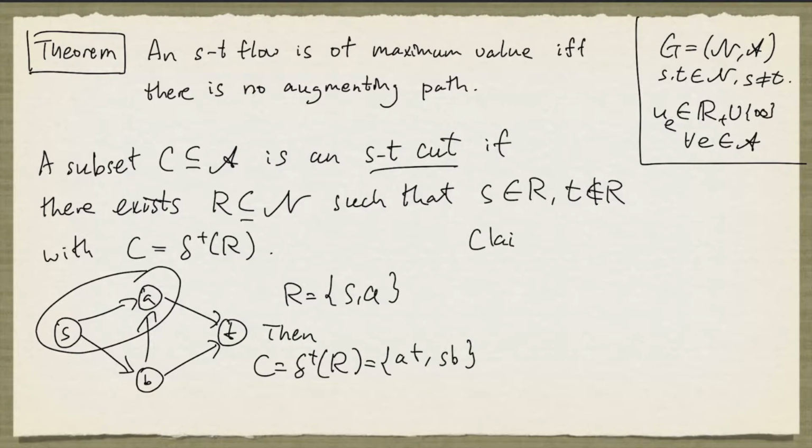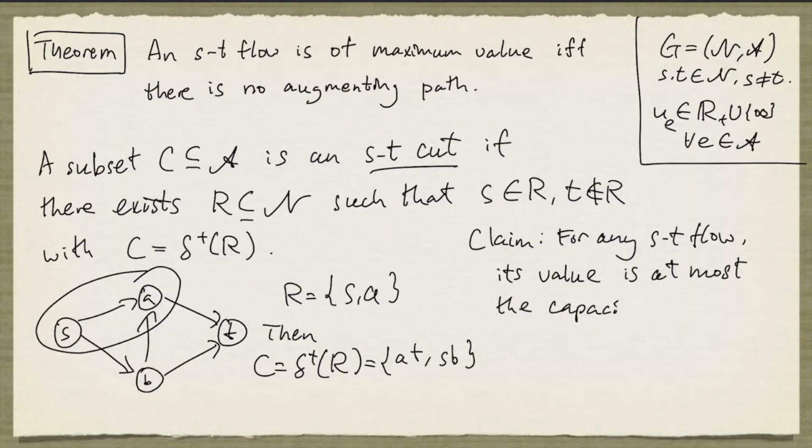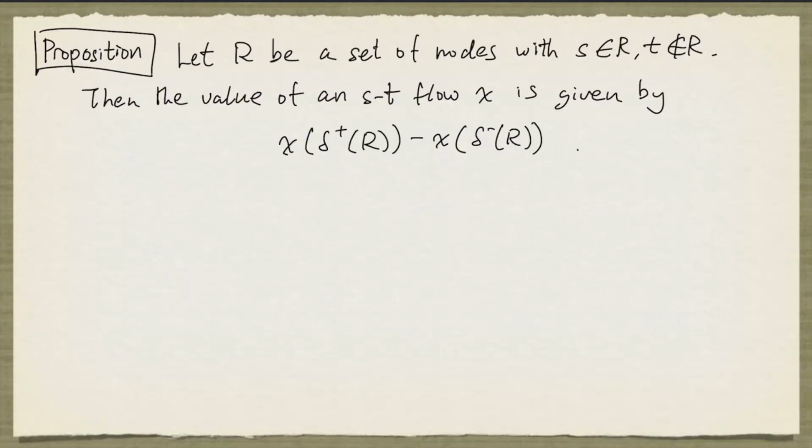So the claim that we're going to use is that for any ST flow, its value is at most the capacity of any ST cut. And the capacity of an ST cut is simply the sum of all the capacities on the arcs in the cut. So we're going to prove this claim. And to do that, we'll first prove the following.